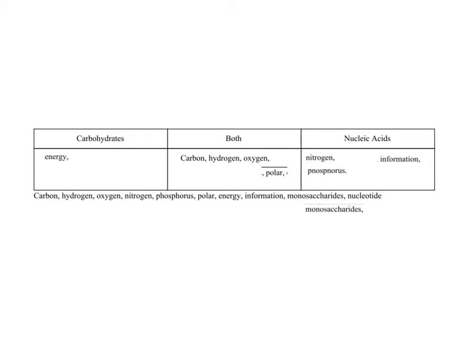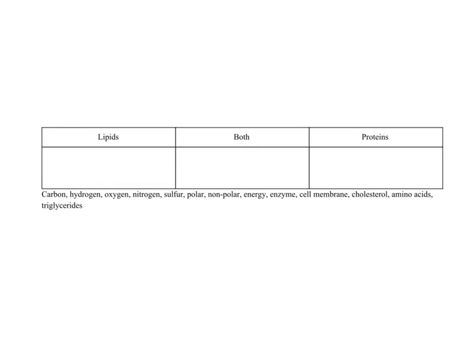Monosaccharide is still the small form or monomer of a carbohydrate. And in this case, a nucleotide is a small form or a monomer of a nucleic acid. So that was pretty easy to compare. But now we're going to switch gears and start with lipids. So lipids and proteins.